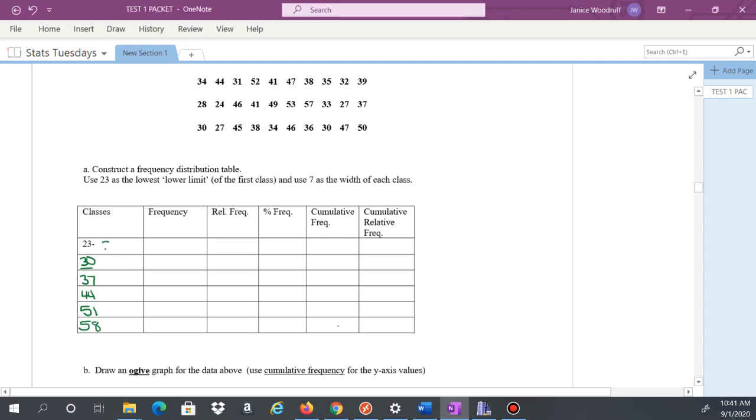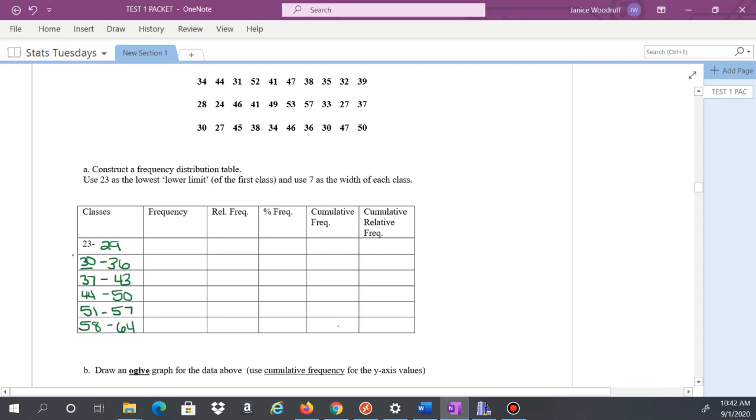So we'd go 23 to 29 before we hit this class, then 30 to 36, then 37 to 43, 44 to 50, 51 to 57, and then 58 to 64, adding 7 from 57. Okay, so just notice here the width: 23 to 30, 30 to 37, 37 to 44, 44 to 51, 51 to 58. That all has a difference of 7. Same thing on this side. So you have your class widths.